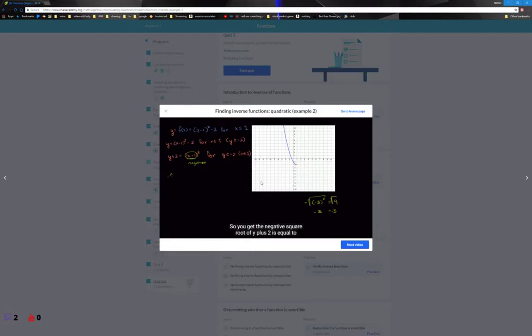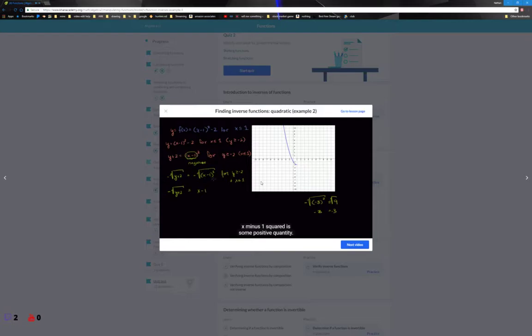So you get the negative square root of y plus 2 is equal to, and I'll just write this extra step here just so you realize what we're doing, the negative square root of x minus 1 squared, for y is greater than or equal to negative 2 and x is less than or equal to 1. That's the whole reason we're going to take the negative square root there. And then let me just write the left again. Negative square root of y plus 2 is equal to the negative square root of x minus 1 squared, which is just going to be x minus 1.